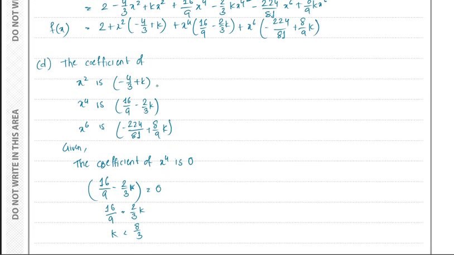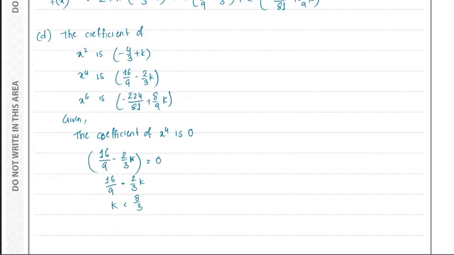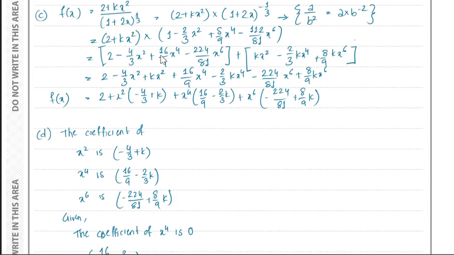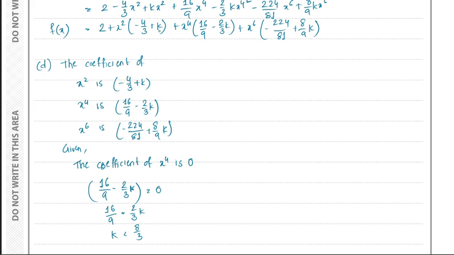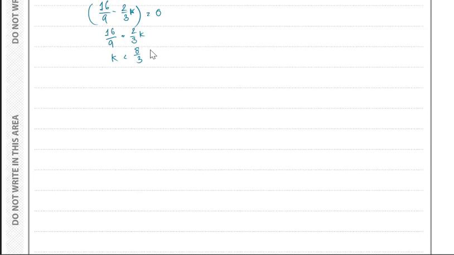For those who are confused about what a coefficient is, the coefficient is a constant that is multiplied with a variable. So here, the constant is minus 4 by 3 plus k. This would come out to be a constant, which is multiplied with a variable, and the variable is x squared here. So the coefficient is the constant. This is what coefficient means.